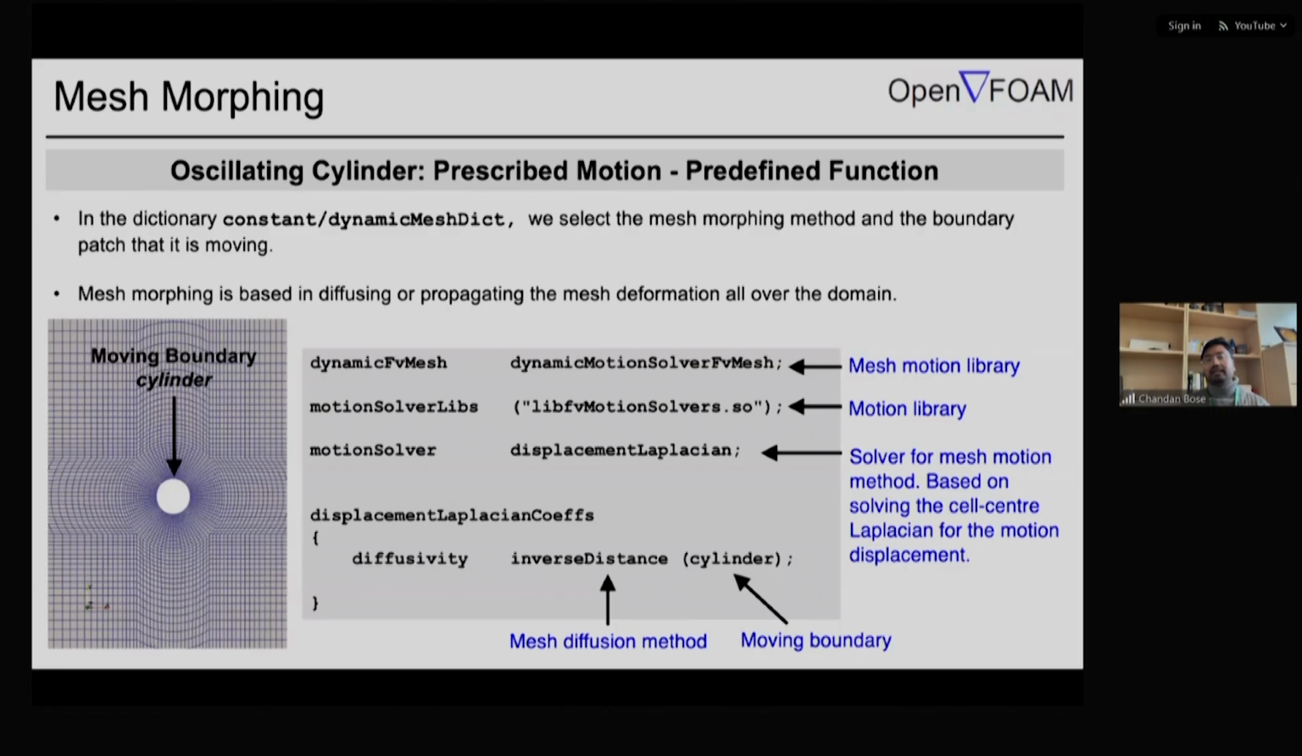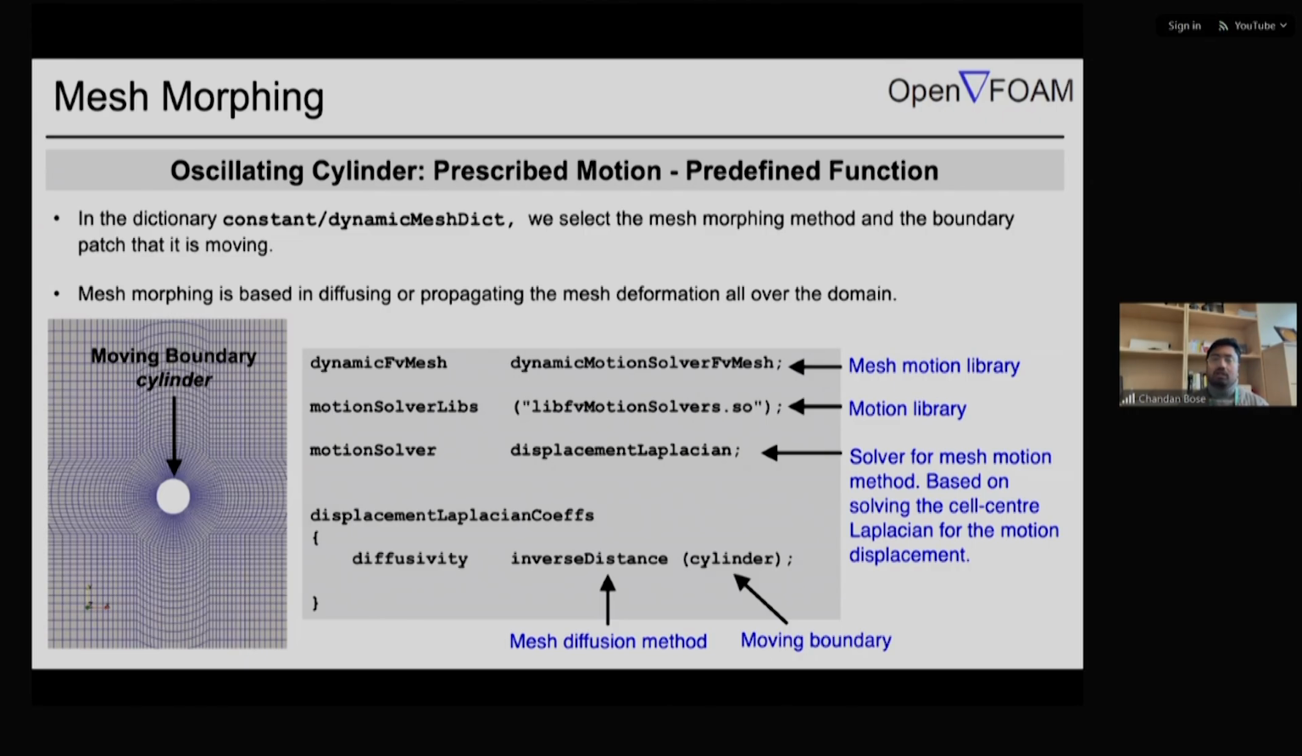So the base dynamic mesh dict will look like this, where we have the mesh motion library, which is mentioned as dynamic motion solver FB mesh. We have the motion library, which defines different types of motion, which is lib FB motion solvers. And also then we have different types of motion functions or motion libraries within this, and we are choosing here displacement Laplacian, and within that displacement Laplacian, the coefficient is chosen as a diffusivity case for inverse distance, and then we give the name of the moving boundary, which is cylinder here.